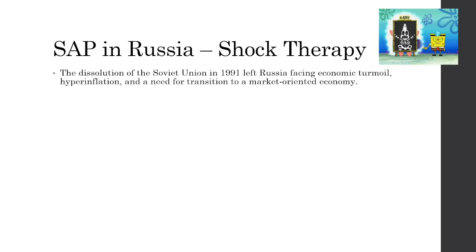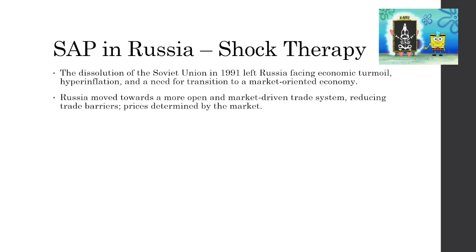So the dissolution of the USSR in 91 left Russia in kind of an economic state that they didn't really want to be in. They were in a turmoil state with hyperinflation, where purchasing power for individuals was decreasing dramatically, and there was a very high need to transition to a more capitalist economy. So they put in a more open and market-driven trade system. They reduced trade barriers, and they also let the prices be determined by the market. And this is, in simple terms, supply and demand in action.